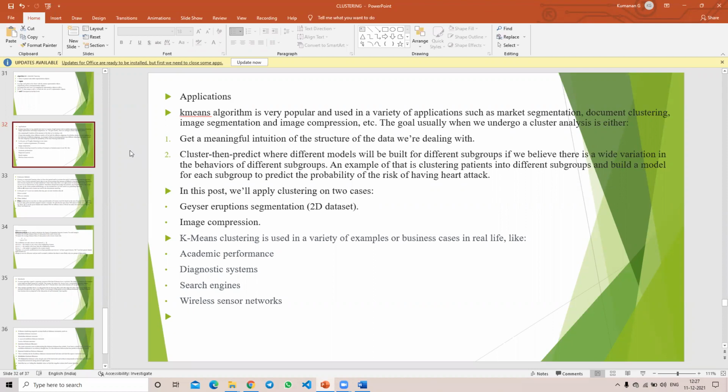Application of the K-means algorithm. K-means is very popular and used in a variety of applications such as market segmentation, document clustering, image segmentation, and image compression. The goal, usually, when you undergo a cluster analysis is to get a meaningful intuition of the structure of the data we are dealing with.